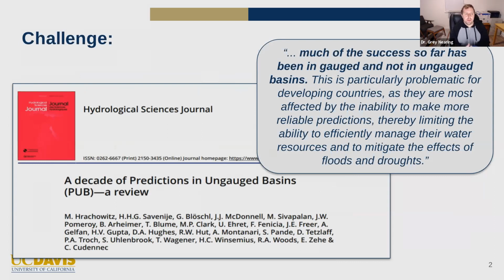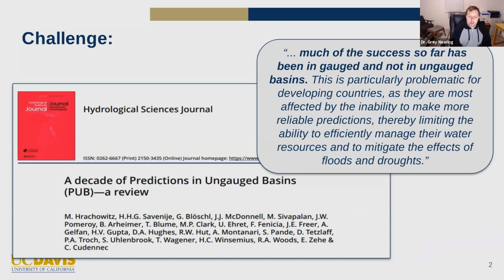So, okay, the basic challenge, the place we're going to start this story, is prediction in ungauged basins. This is sort of revisionist history. We didn't really start this project because of the ungauged basins problem, but it's a good way to frame our early work in this space.